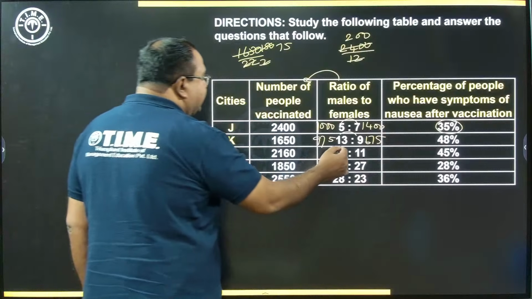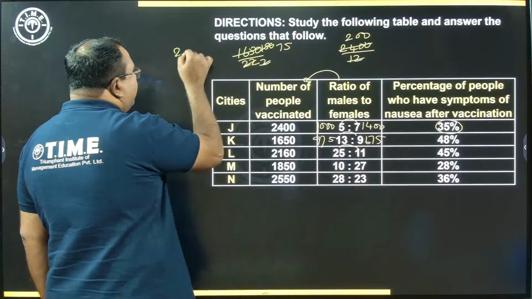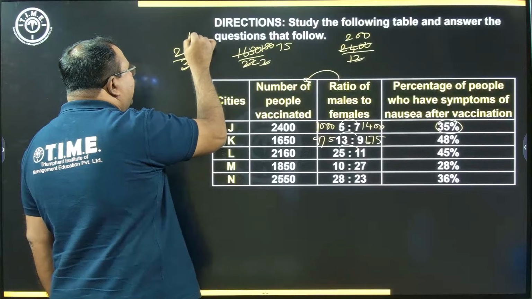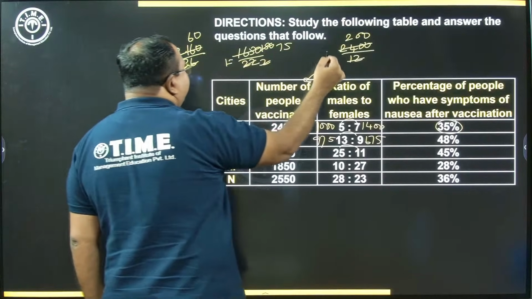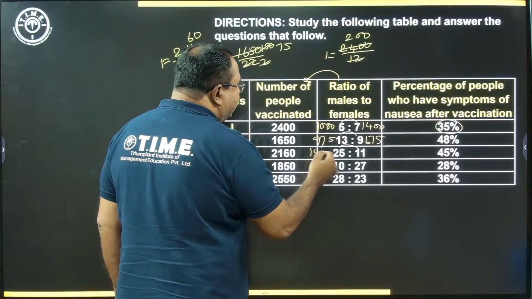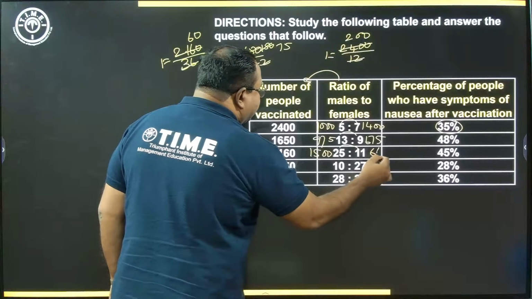25:11. So total 36 parts, 2160. So each part will be 2160 by 36. One part value is 60. So 25 parts means 25 into 60, 1500. 11 into 60, 660.